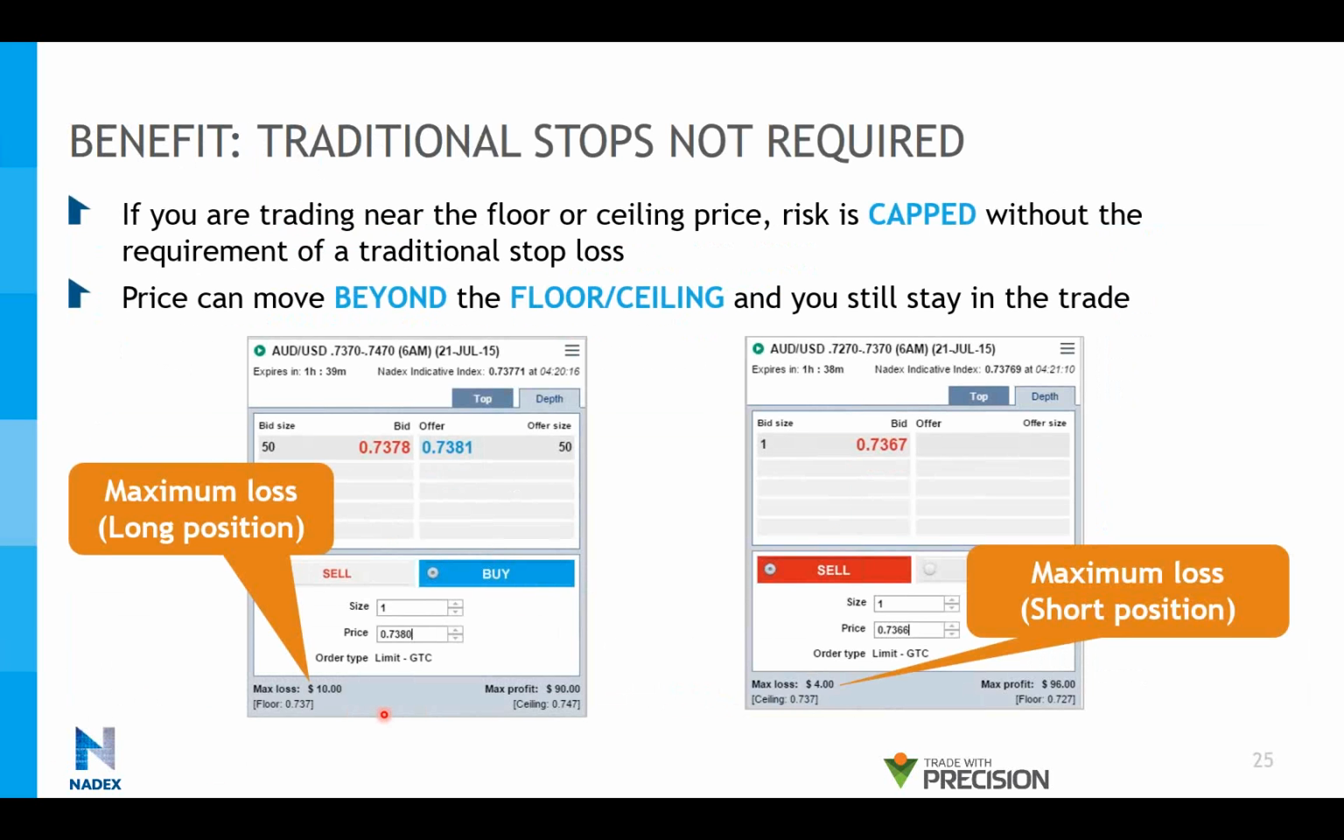Benefit: traditional stop losses are not required. Usually, if you want to trade those markets, you always have to have a stop loss location, because you want to get out of your trade when things start to go in a different way than you had anticipated. You should never be hoping when it comes to trading. You don't have to do this here with Nadex contracts because you know your maximum loss.